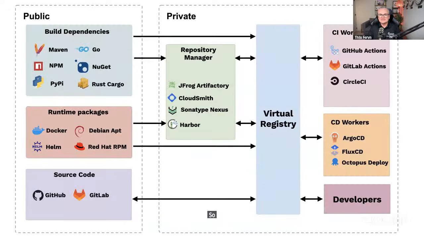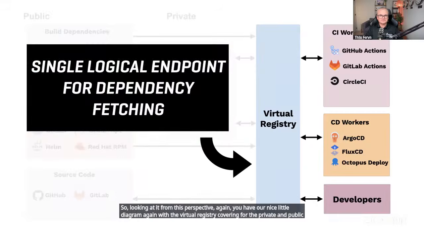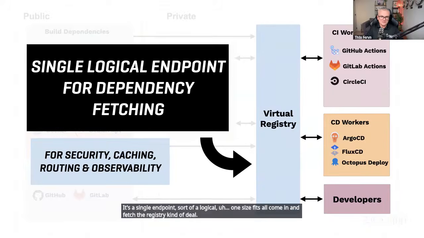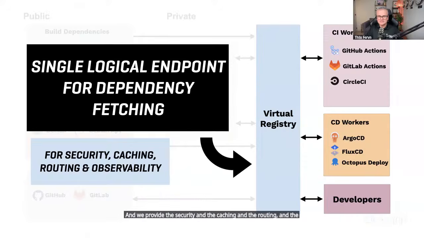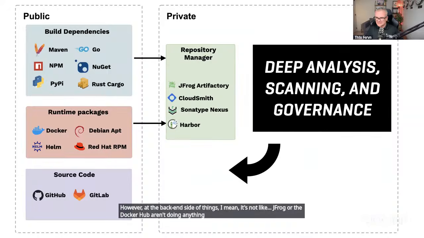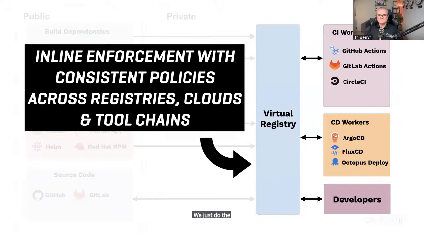So looking at it from this perspective, again, you have our nice little diagram with the virtual registry covering for the private and public registries. It's a single endpoint, sort of a logical one size fits all, come in and fetch the registry kind of deal. And we provide the security and the caching and the routing and the observability there to protect you. However, at the backend side of things, it's not like JFrog or the Docker Hub aren't doing anything. They do their deep analysis and their scanning and their governors and probably have rules for DevSecOps people. We just do the inline enforcement the moment it gets called.